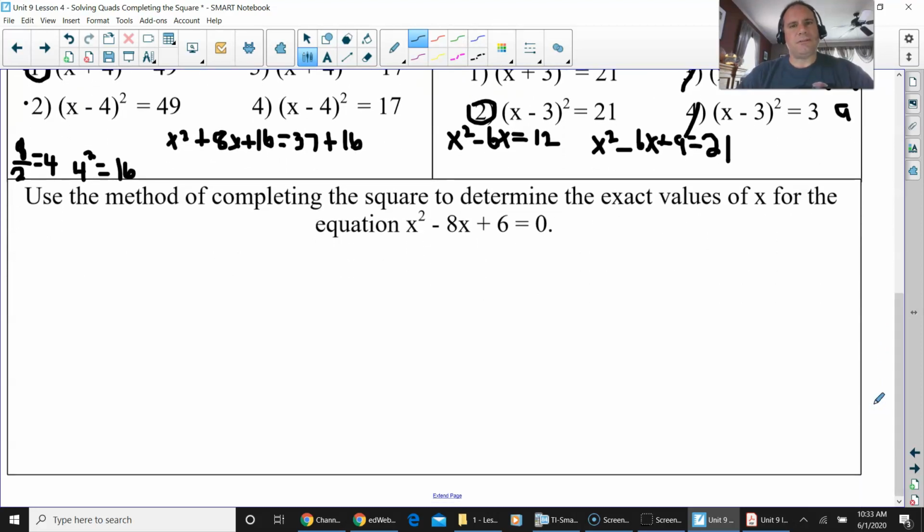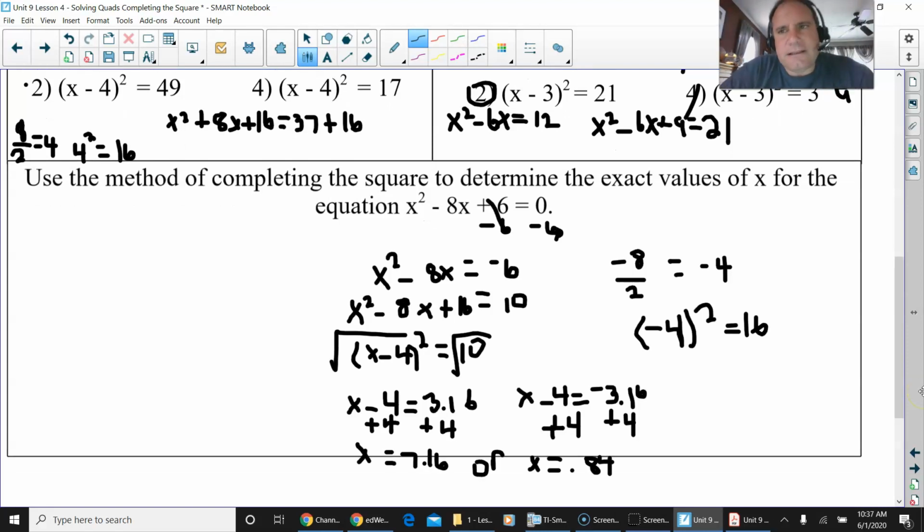Press pause now. Okay, so I subtracted 6 on both sides, and I got x squared minus 8x equals -6, like you see right here. And you have x squared minus, and then I took -8, which is your b, the coefficient in front of that x, divided by 2. You get -4. Then I squared that answer. -4 squared equals 16. Then I added 16 to both sides.